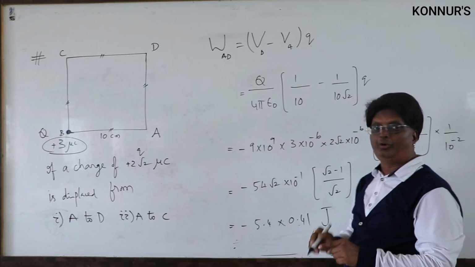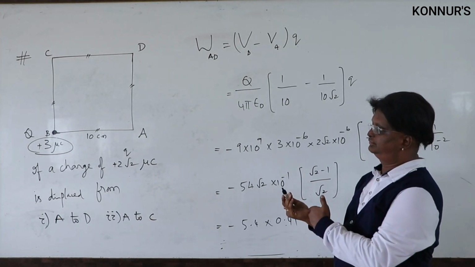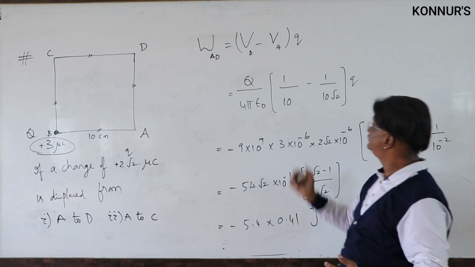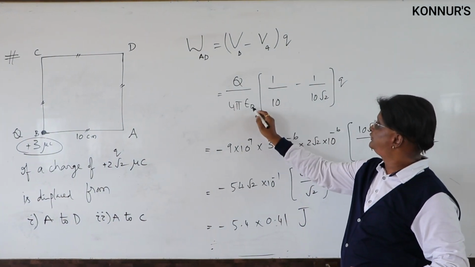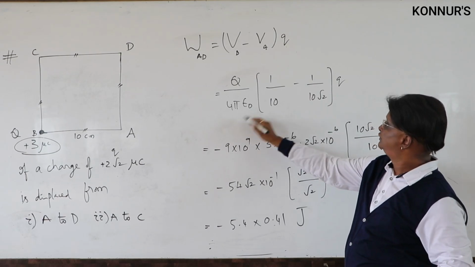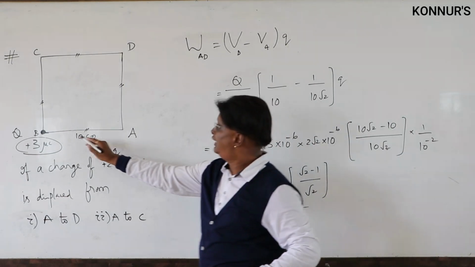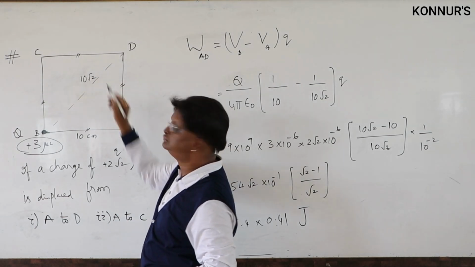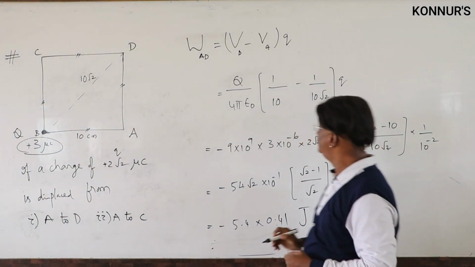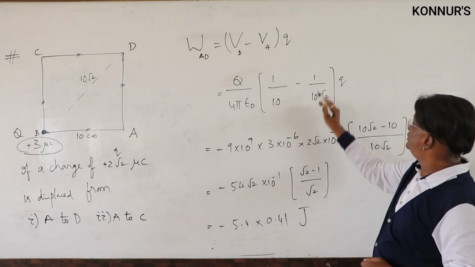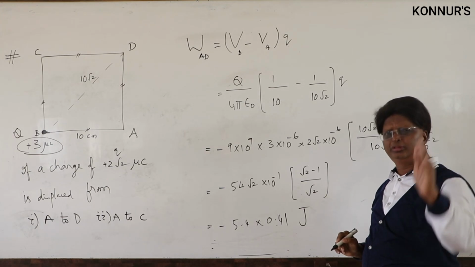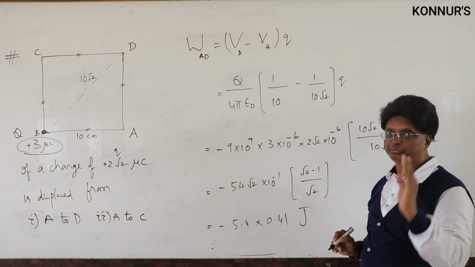Here I have calculated the potential due to a point charge at a given distance. One expression we are using is K, 1 by 4 pi epsilon, Q by R. See here, 1 by 4 pi epsilon is common, Q is also common. So this is 10, and therefore this distance, the diagonal, becomes 10√2, diagonal of a square. It is 1 by 10 minus 1 by 10√2 into small q. Now I am substituting all the values. Simplification should be your job.